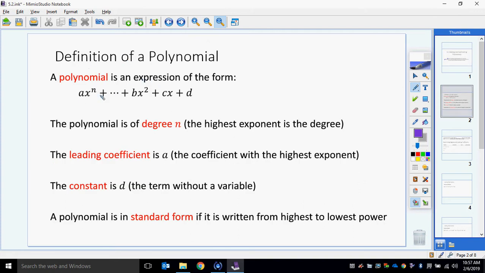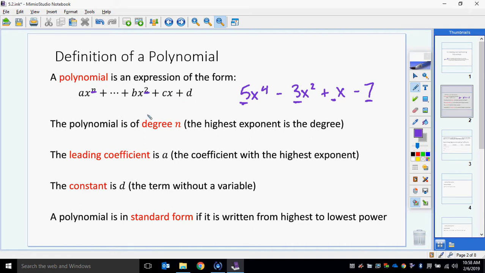Well, it's an expression of the form ax to the nth power plus or minus bx squared plus or minus cx plus or minus d. Okay, so you've seen these before when we do combining like terms. You might have, let's use numbers, 5x to the fourth power minus 3x squared plus x minus 7. That's a polynomial. Okay, so a, b, c, and d all represent the numbers in front of your variables, your coefficients, and then you have your variable x, and then you have powers or exponents.